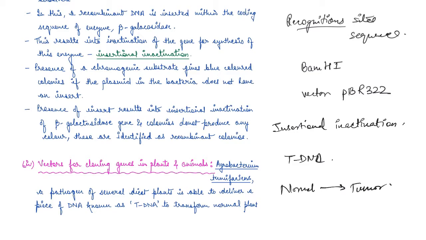Right, so this is a pathogen which is found in various dicot plants, and what it does is it delivers a piece of DNA which is known as tDNA, and because of this tDNA, the normal cells transform into tumor cells. So basically, this tDNA directs these tumor cells to produce chemicals which are required by the pathogen. Right. Now, in a similar way, we have retroviruses in animals. So retroviruses again have the ability to transform normal cells into cancerous cells.